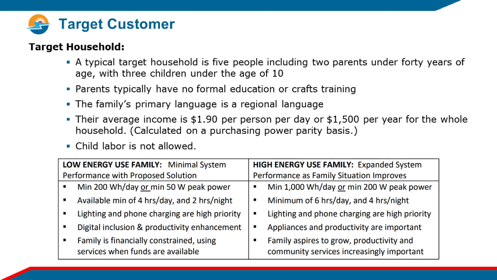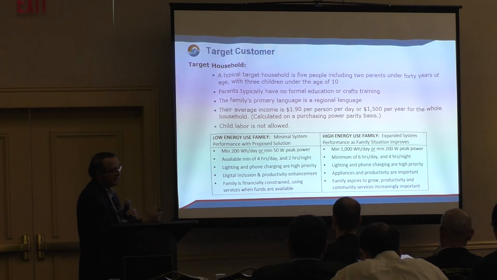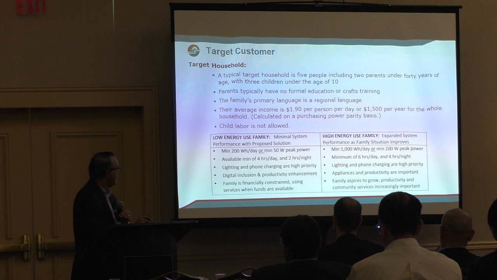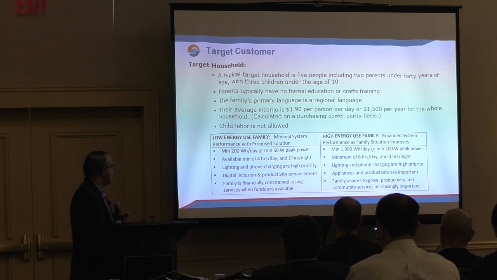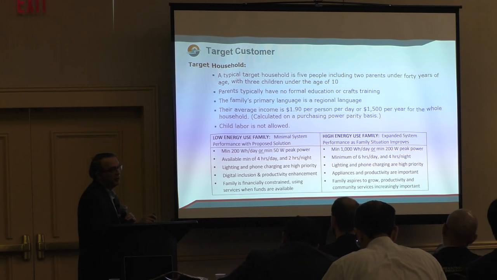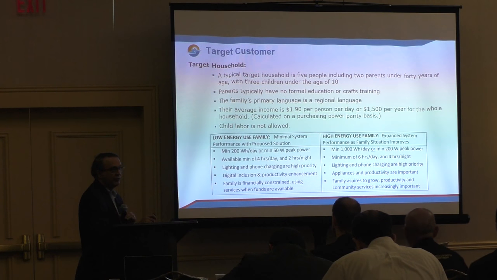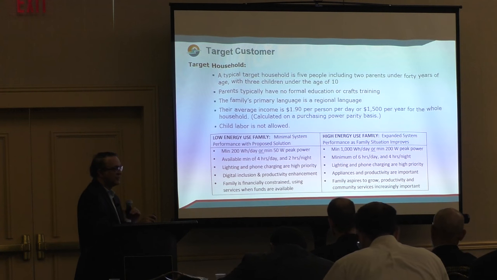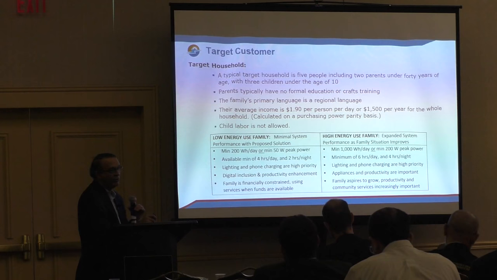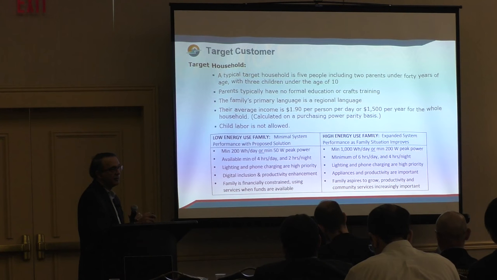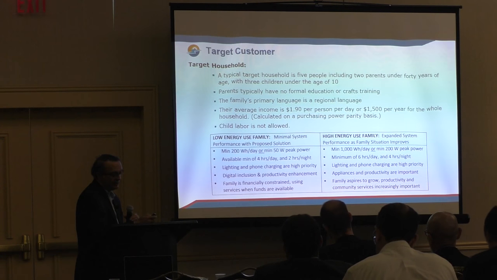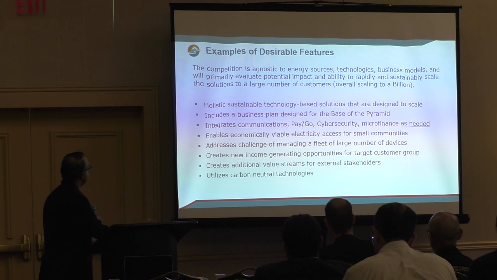And then this migrates up as their performance and their ability to get income increases, and you start seeing appliances and productivity begin to show up. Family aspirations are extremely important. Productivity and community services are very important. Whether it's lighting, grinding, or water pumping, these are community services that benefit everybody, and that model needs to be integrated in as well.